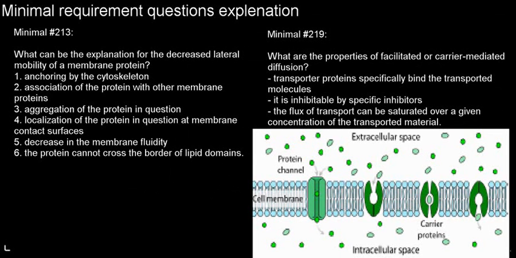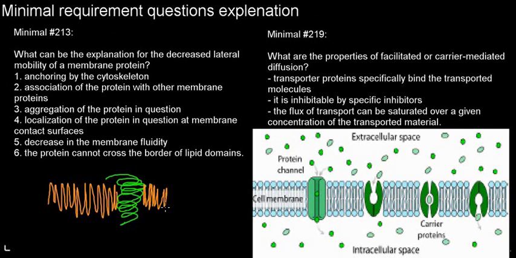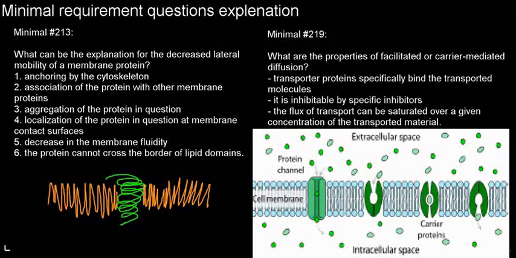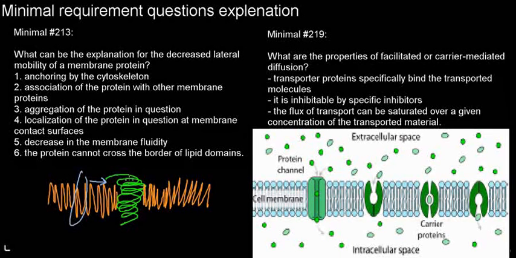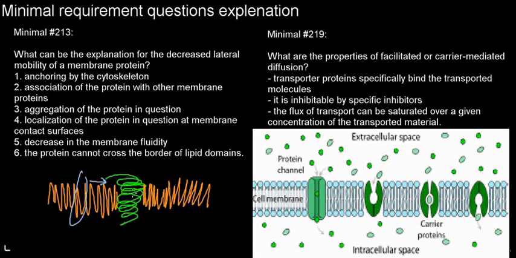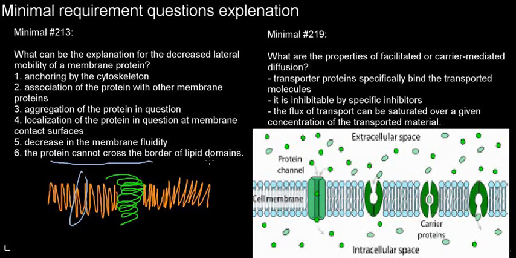And what do I mean by that? Let's just say we have the detergent-insoluble glycolipid microdomains, the lipid rafts, whatever it is. And these are my lipid rafts. And let's say this is my bilipid layer. Let's say there's a protein here that wants to move, but it can't move through it. This is a lipid domain. It can't really move right through this domain. So this is proteins cannot cross the border of lipid domains.